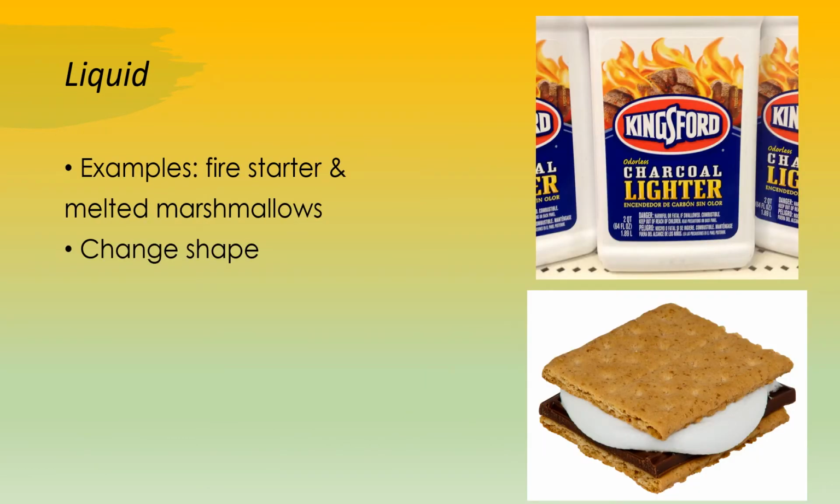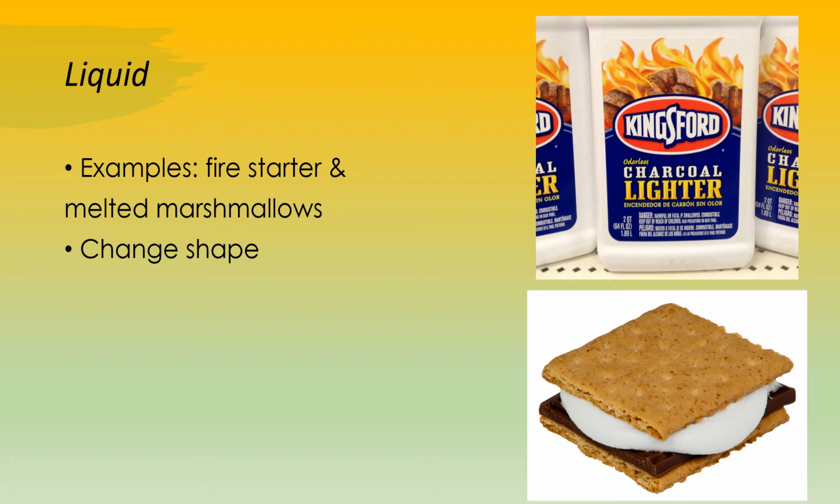Okay, so the next state of matter we need to talk about is the liquid stage. On your screen here, we're going back to the example of the campfire. We've got to start that fire somehow. Some people would do that with some kind of liquid, like on your screen, the fire starter. And then also, we need to realize that yes, the marshmallows are solid, but when they start to melt, they become a liquid. They kind of become ooey gooey. And when we squish them between the chocolate and the graham cracker to make a s'more, they change shape.